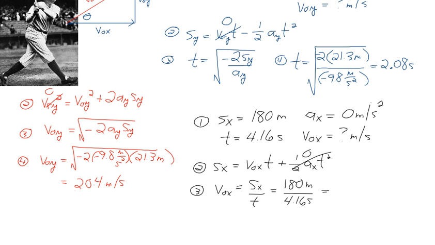And what does that work out to be? It was like 43.3. All right, so 43.3 meters per second to 3 significant digits.